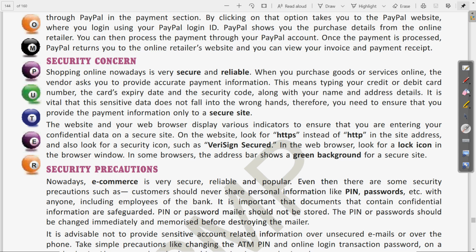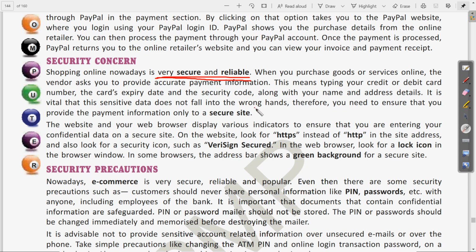So let us read this and see the ways by which we can ensure that we are on a safer website, and only then do the payment. Shopping online nowadays is very secure and reliable. If we are aware of all the security features, then shopping is secure and reliable for the person. When you purchase goods or services online, the vendor asks you to provide accurate payment information.